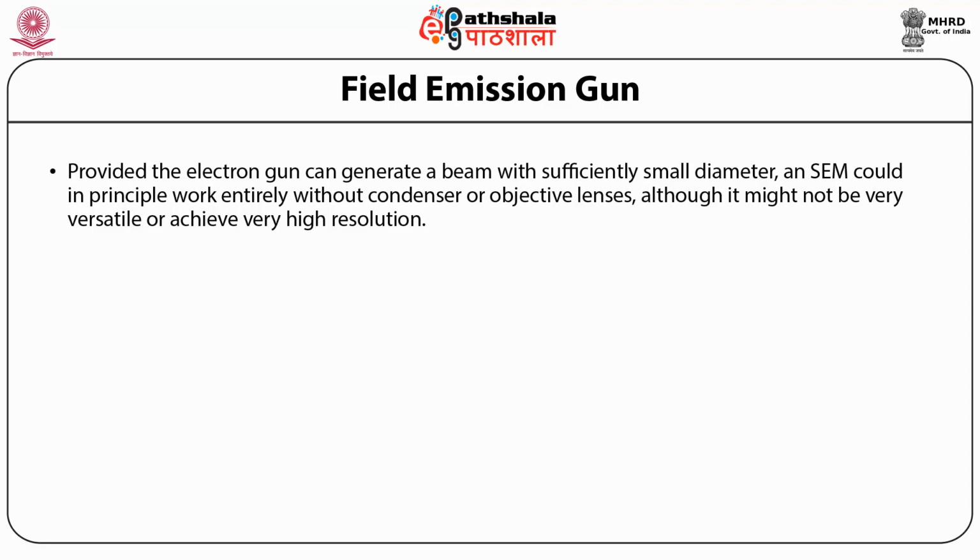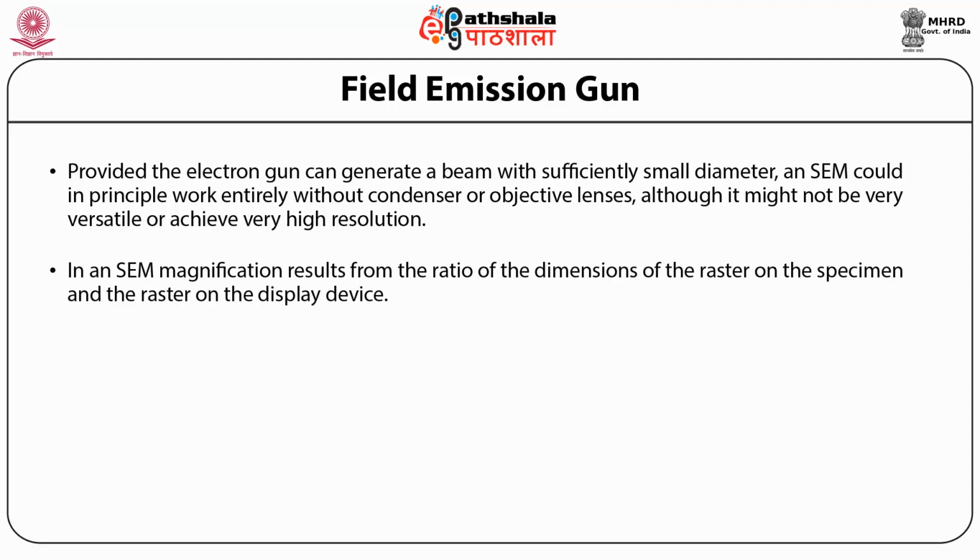Provided the electron gun can generate a beam with sufficiently small diameter, an SEM could in principle work entirely without condenser or objective lenses, although it might not be very versatile or achieve very high resolution.